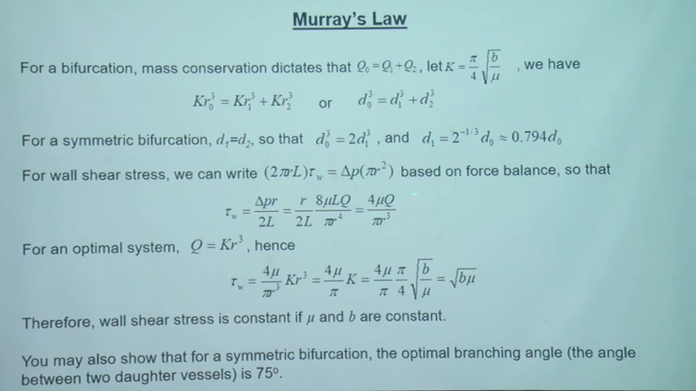So it's quite interesting that after solving the minimization problem, the volumetric flow rate is related to the radius through this cubic relationship. Then you find that the shear stress is in fact just the square root of B times viscosity, where B is the metabolic constant and mu is the fluid viscosity. If both of these are constant, and again that's an assumption, then the shear stress is constant, right?